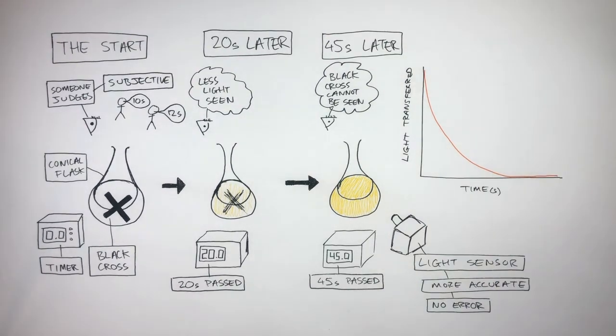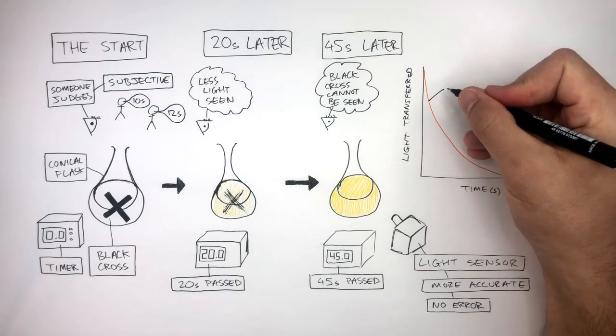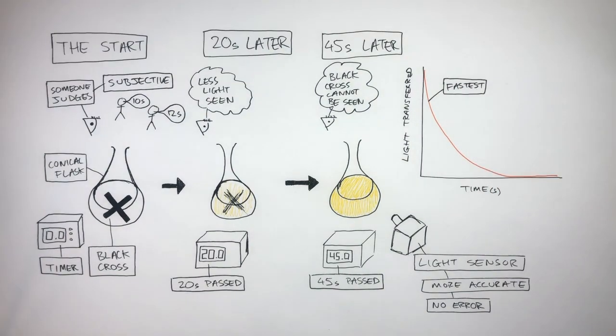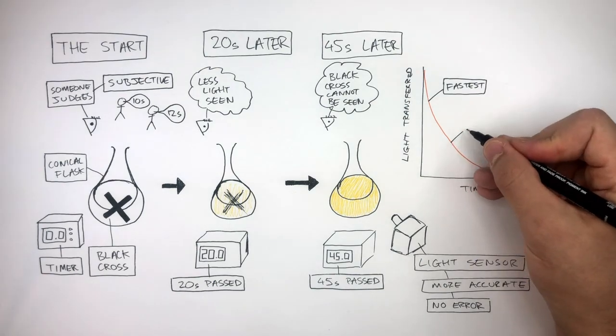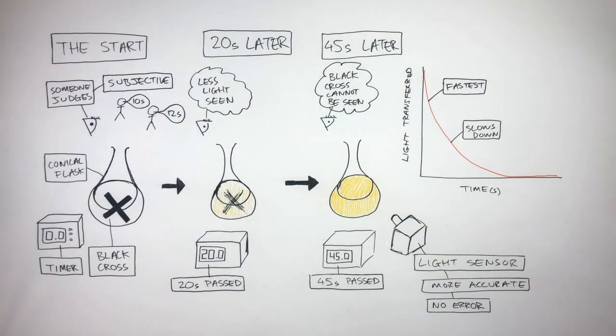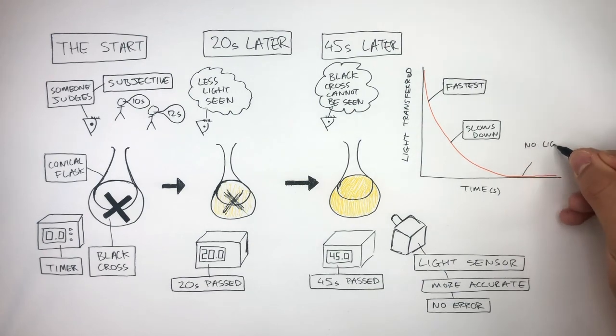Where the curve is the steepest, this is where the rate of reaction is fastest. As the reaction continues and the curve becomes less steep, the rate of reaction is slowing down. As the reaction continues, where the line is then flat, no more light can be transferred.